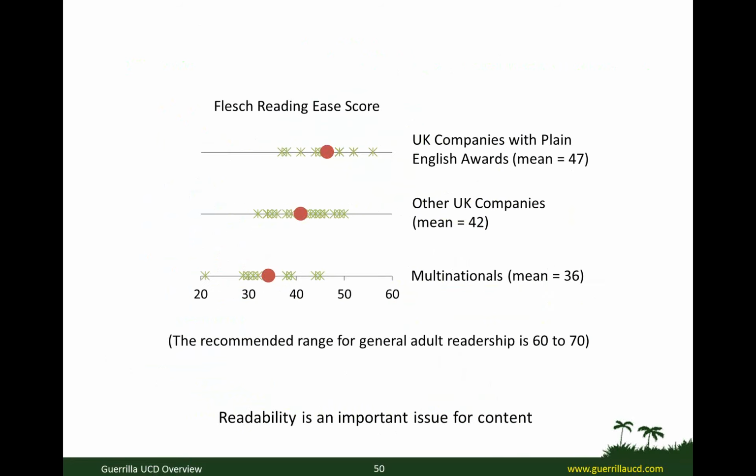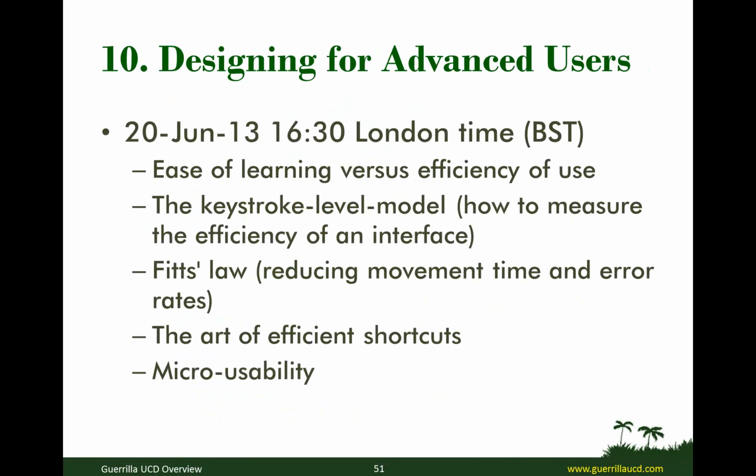This is the study I did, or a very quick summary of it, looking at readability of pages intended for general audiences within large organizations. And what I discovered was that smaller companies who actually had a commitment to using plain English did noticeably better than those who did not, but particularly multinationals. And so higher readability scores are better. The recommended range for adult readership is somewhere between 60 and 70. We hardly ever see that in an intranet, but it is possible to find that on the web, and I'll give you some examples of that in the session.